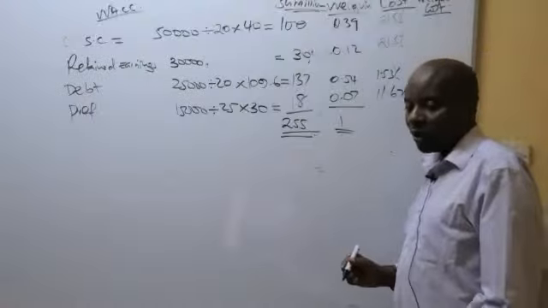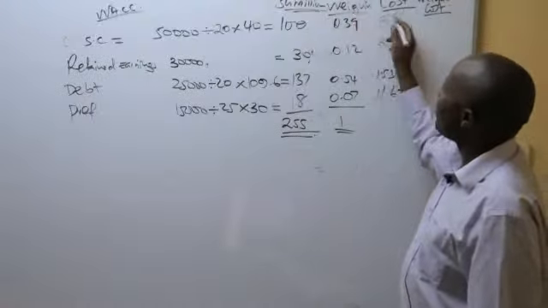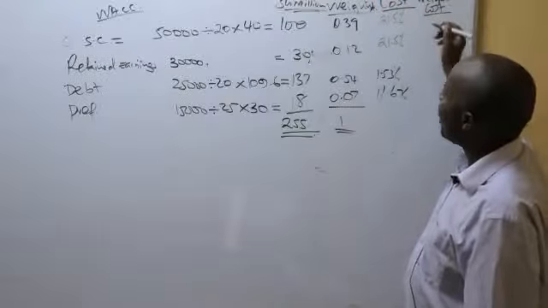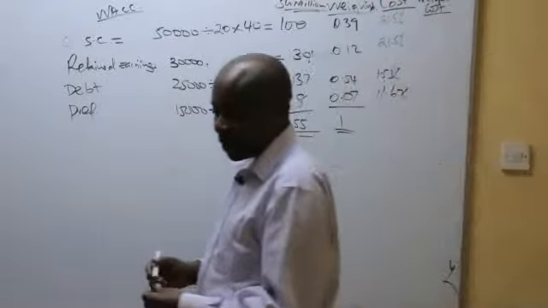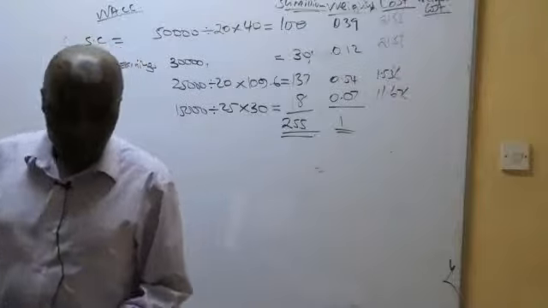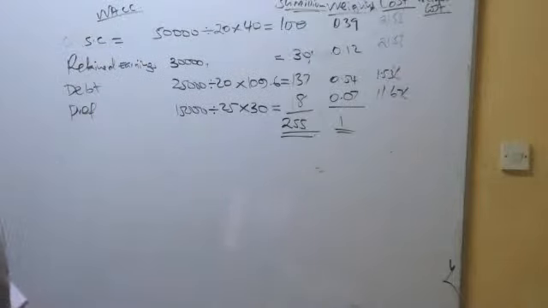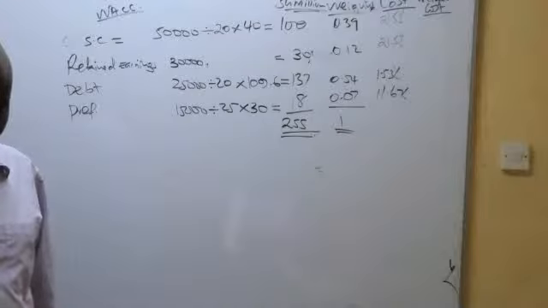So the weighted cost, basically you are taking this times this. Two decimal places. Weighted cost, two decimal places. Tell me what we have.